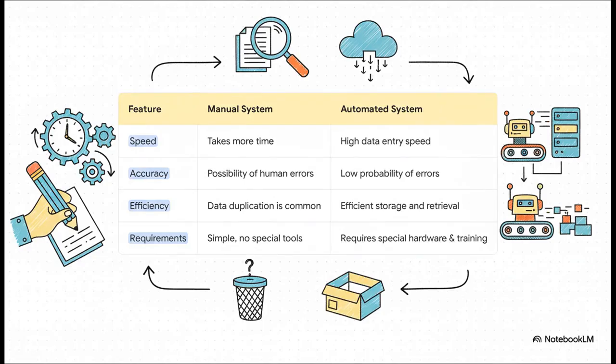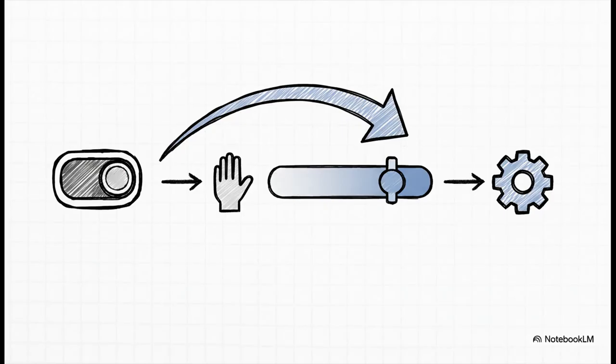And this table really lays it all out, doesn't it? With a manual system, yeah, it's simple, but that simplicity comes at a cost. It's way slower, and there's a much, much higher chance of human error. I mean, we've all made a typo, right? You can also get the same data entered twice by mistake. Automated systems are the total opposite. They are lightning fast, super accurate, and way more efficient. But, and this is a big but, they often require special equipment and training, which can mean a pretty big investment up front.